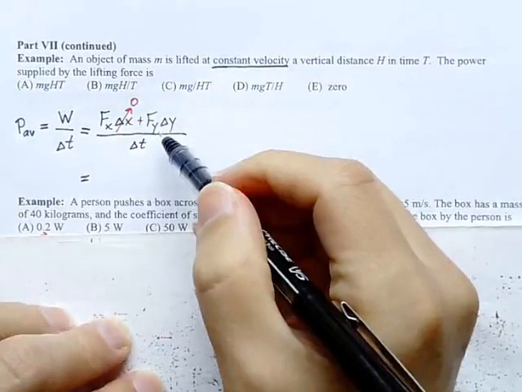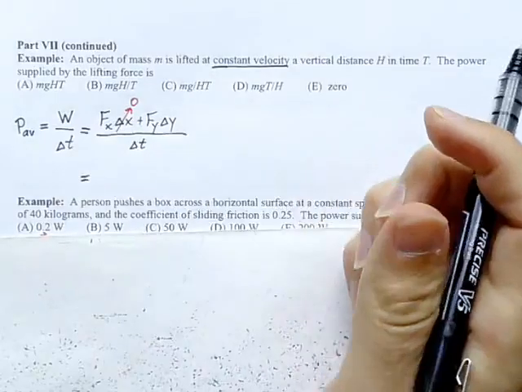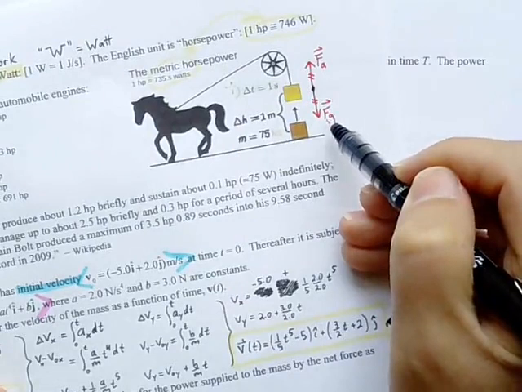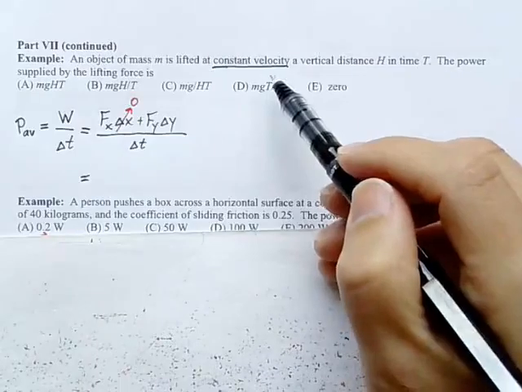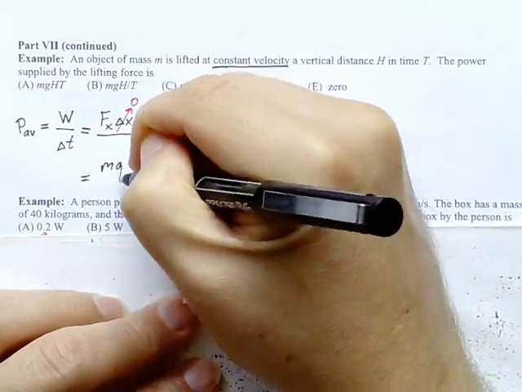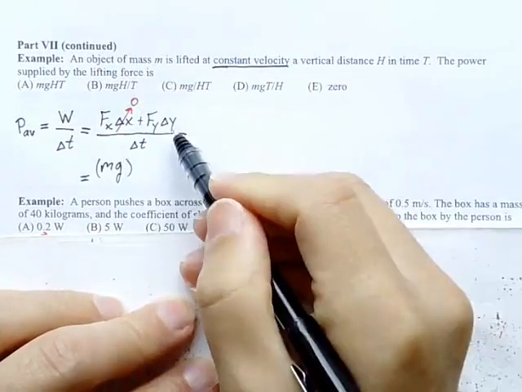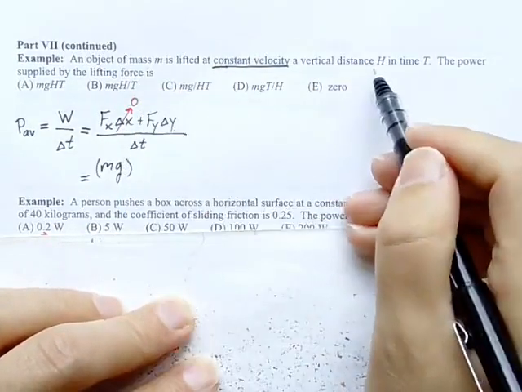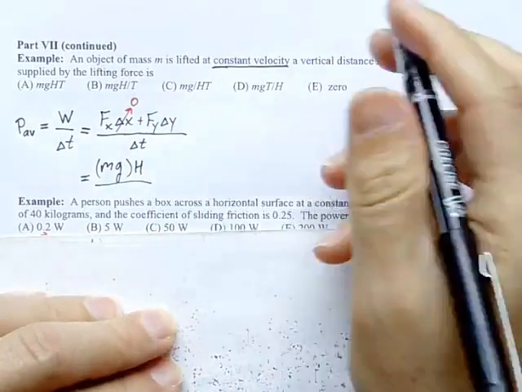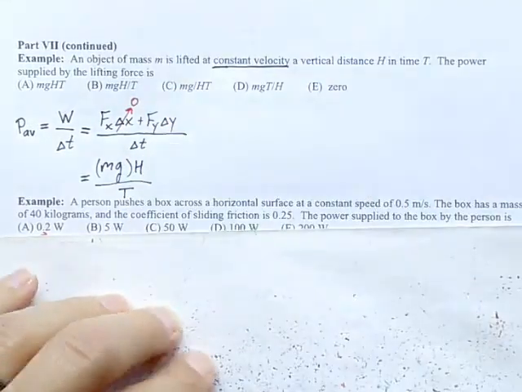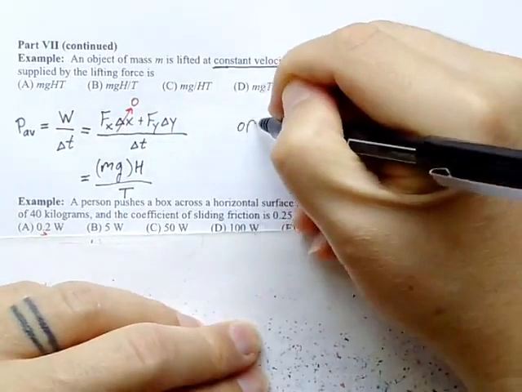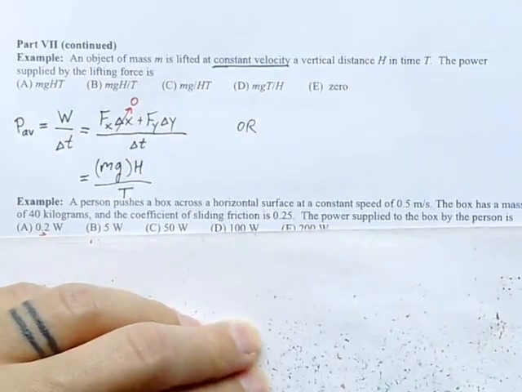Okay, the force that's required to lift it, I argue that force must be equal to the weight of the block, since again it's lifted at constant velocity. So that would be mg is the force required. The height that it went, the delta y, is a distance h. The time it took was time t. So there's our answer, mgh over t.